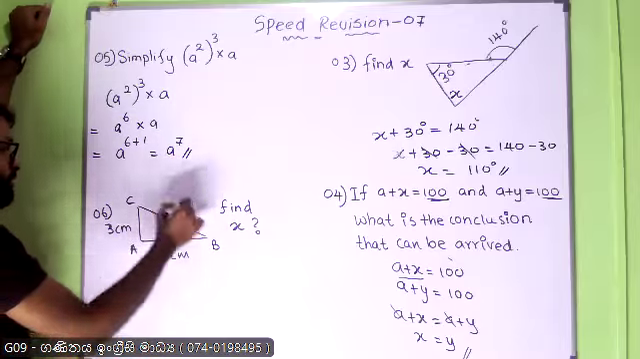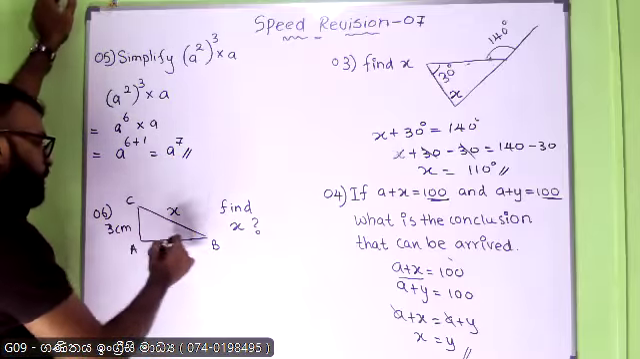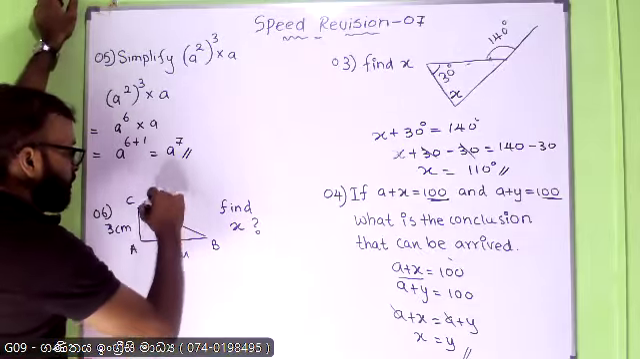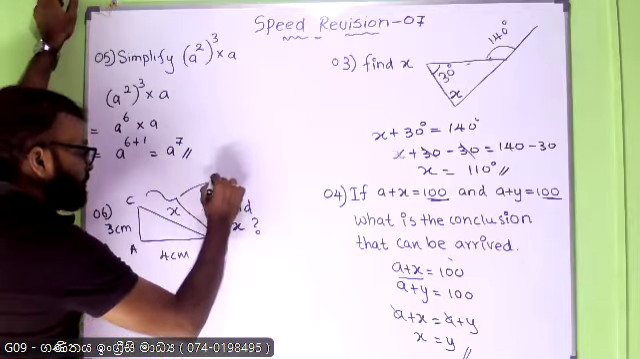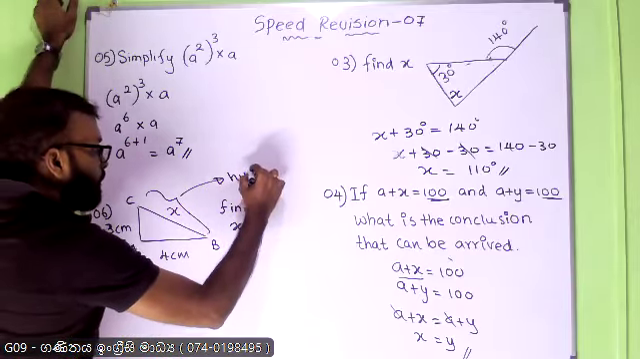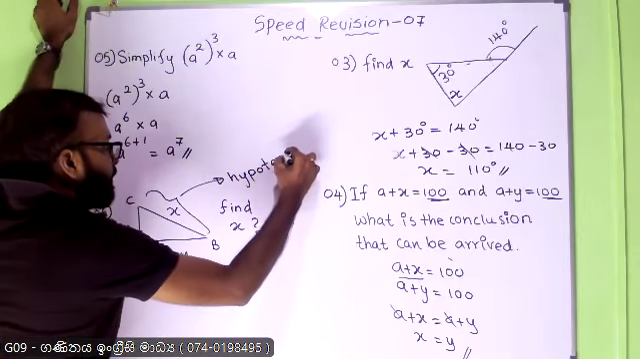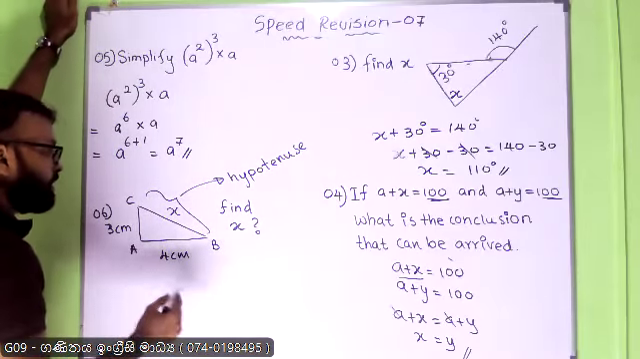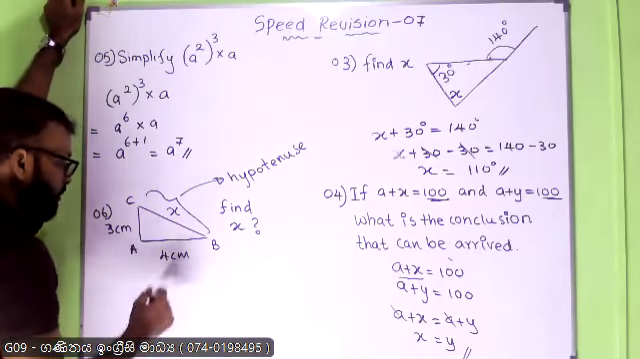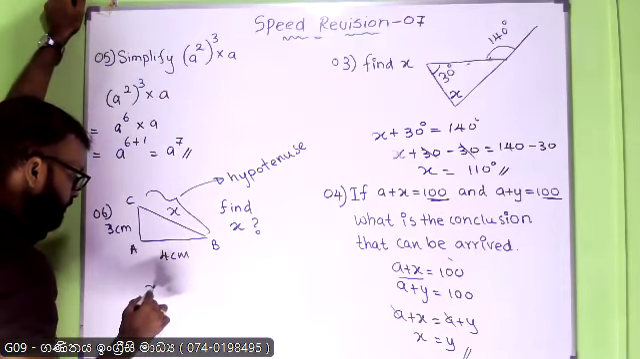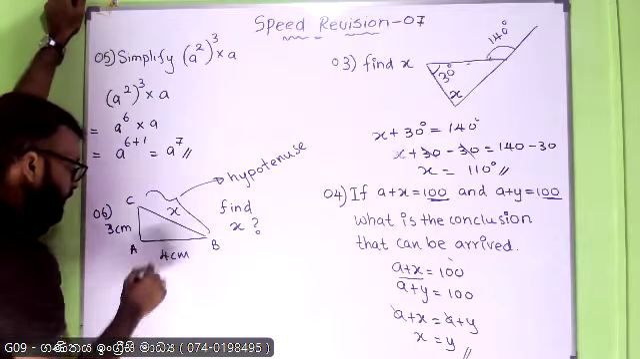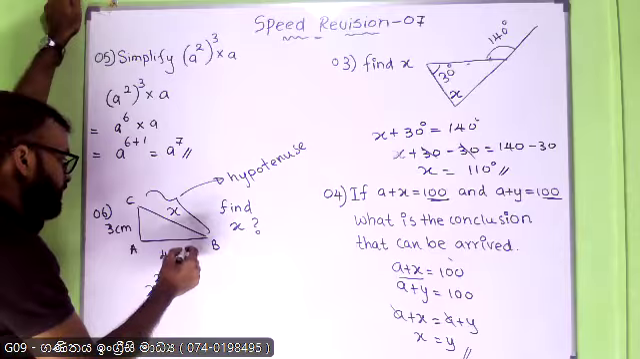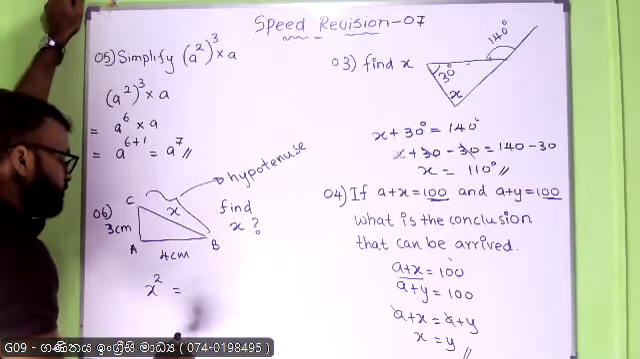So sixth question. How do you apply the Pythagorean relation? So what is this BC called? This is called the hypotenuse, right? You are going to apply the Pythagorean relation. So you have to get x squared, which is equal to the summation of the squares of the other two sides.